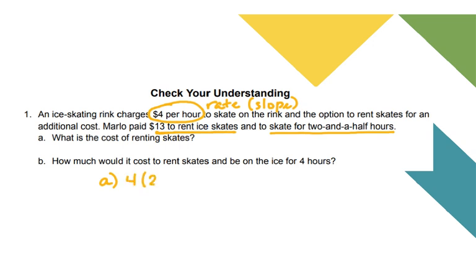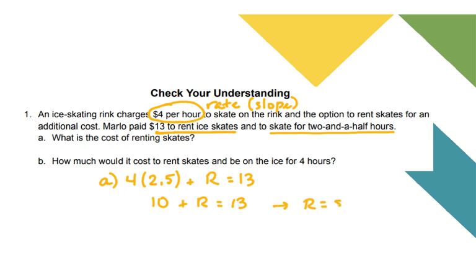$4 times 2.5 hours. So we know how long he was skating. Now, we also know there was this fee to rent. Let's call that R. And he ends up paying $13 total. So can we figure out what's going on here? Well, 2.5 times 4 is going to give us 10, right? So we have 10 plus R is making him pay $13. So what does R have to be?